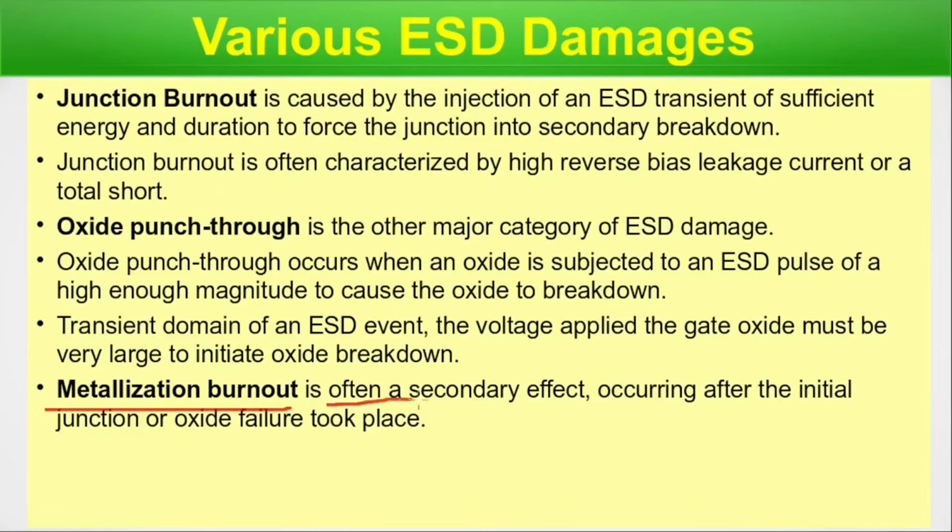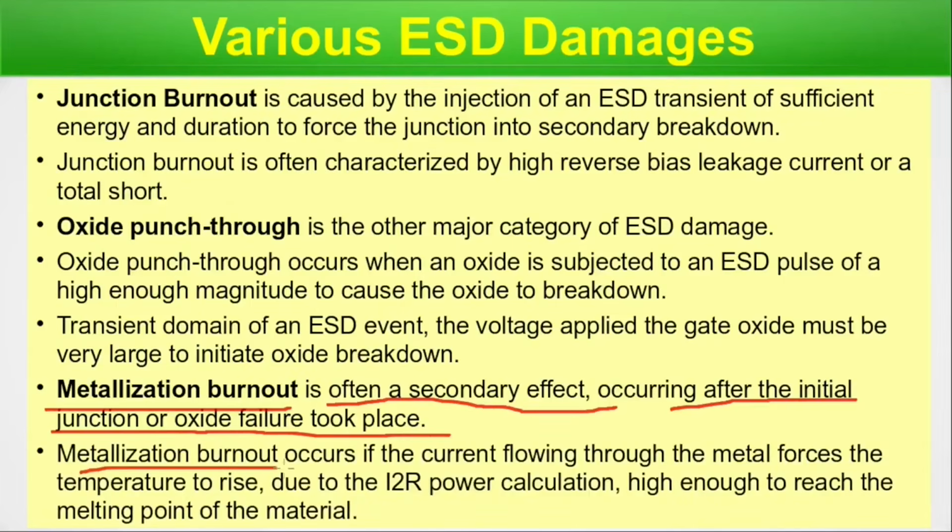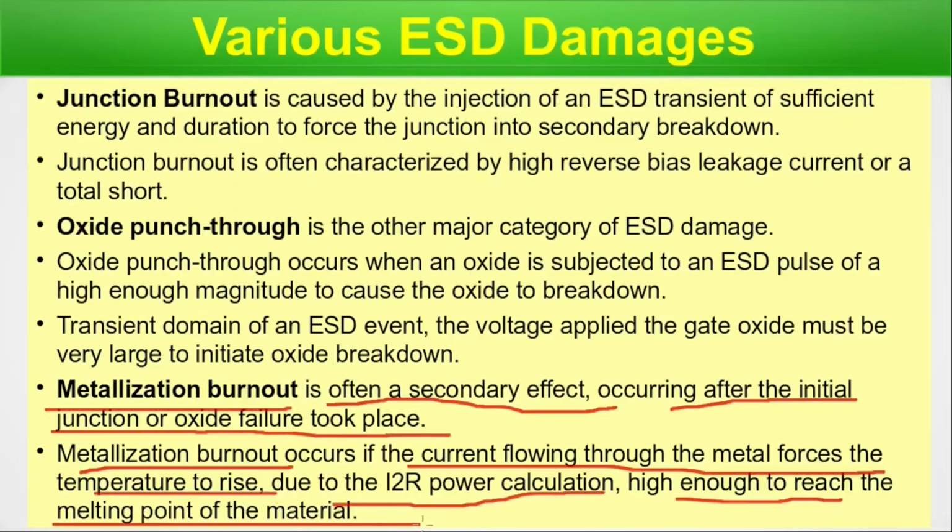Metallization burnout is often a secondary effect occurring after the initial junction or oxide failure takes place. So metallization burnout means for the different contacts inside the IC, we have metallization there, metallization contact there. So even the metal contact can get burnout. The metallization burnout occurs if the current flowing through the metal forces the temperature to rise, due to the I²R calculation, high enough to reach the melting point of the metal.